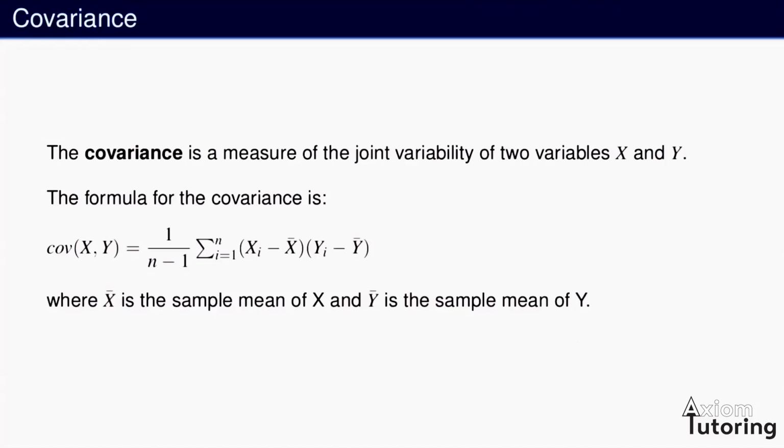And the formula for the covariance is as follows, denoted as cov between x and y, and it's 1 over n minus 1 times the sum from i equals 1 to n of xi minus x bar times yi minus y bar, where x bar is the sample mean of x and y bar is the sample mean of y. Okay, so there's the product of the difference between x and the sample mean and y and its sample mean. But to make it a little bit more concrete, let's have a look at an example.